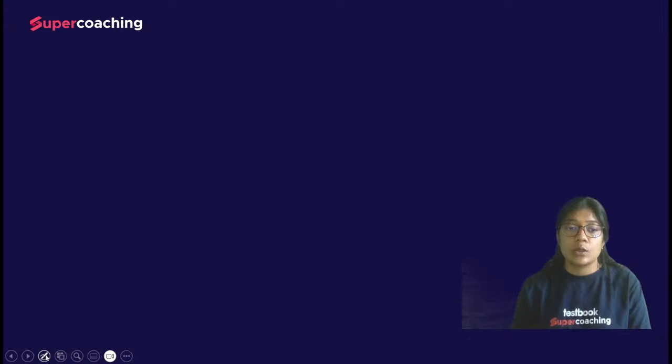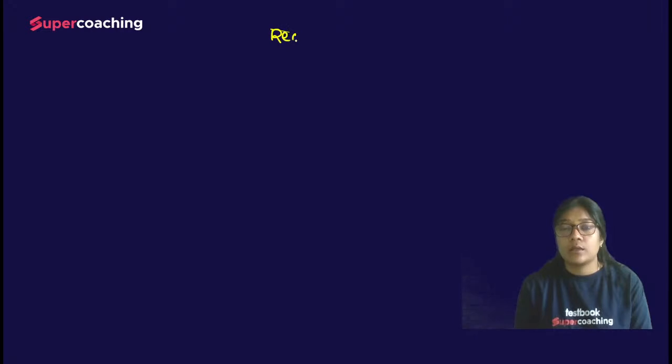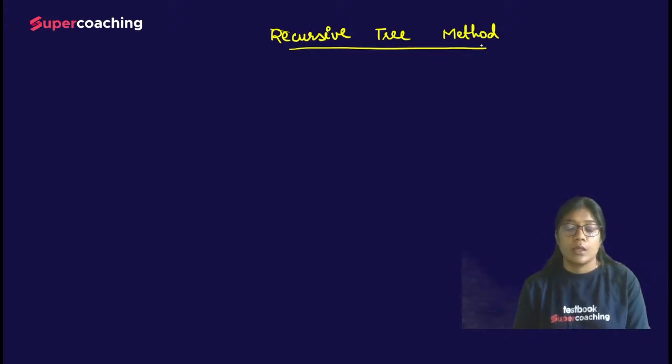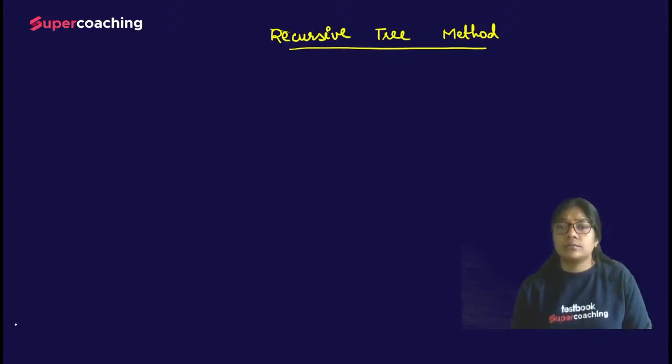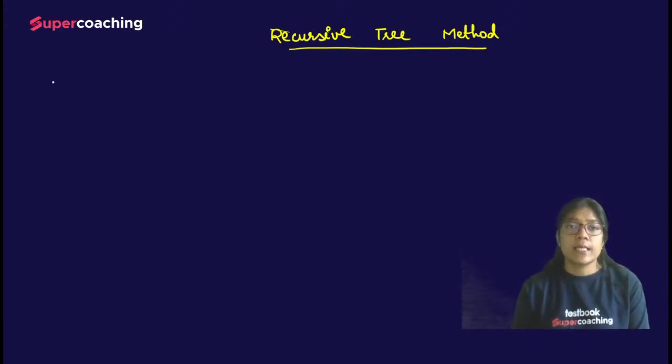Now I'm going to discuss the concept of the recursive tree method. The third method to solve a recurrence relation is the recursive tree method. There are some recurrence relations which we can easily solve with the substitution method, master's theorem, and recursive tree method. For example, I'm taking T of n is equal to 3T of n by 3 plus n.